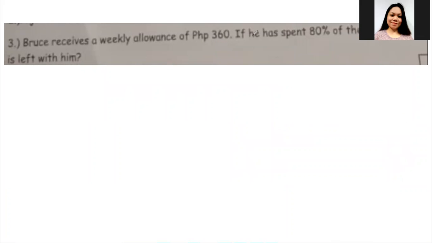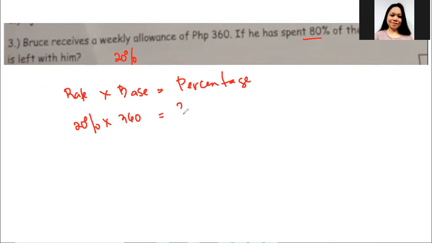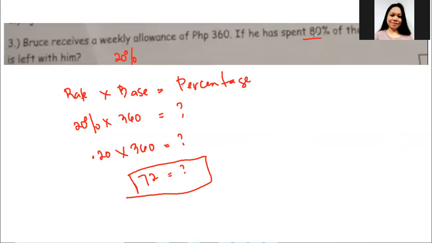Another way would be an easier one. If he spent 80%, he had 20% left, right? This is what's left percentage-wise. Remember your formula for percentage is rate times base equals percentage. So this is another way of solving it, which is probably easier. The rate of how much is left is 20% of 360. That's 0.20 times 360, which will be 72, and that's the answer, which is the same thing. So one way is to get how much he spent and then subtract it from 360, or just get the percentage of the remainder and then multiply it by 360. Either way, you'll get the correct answer.